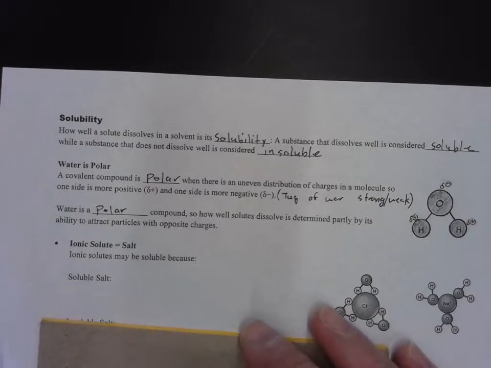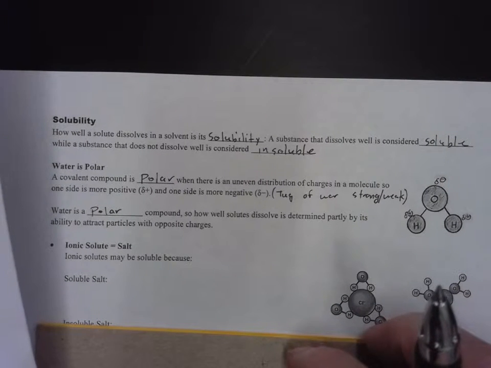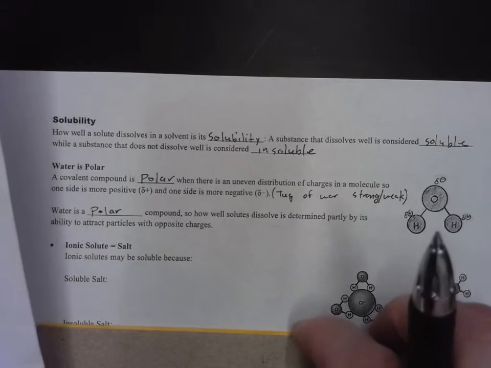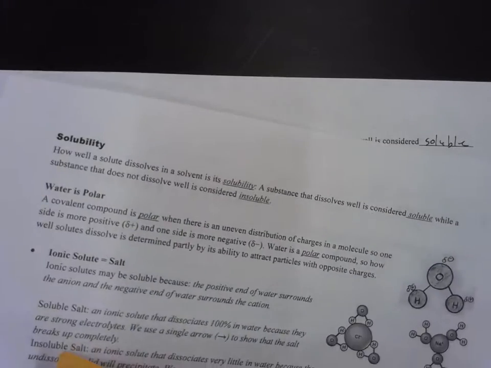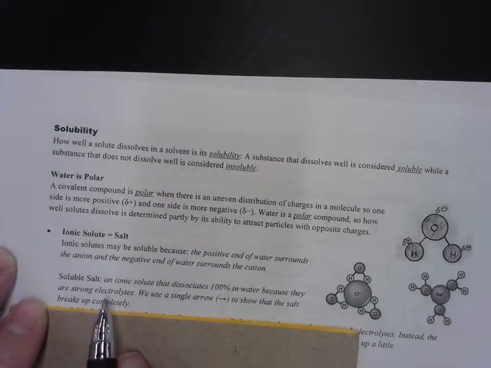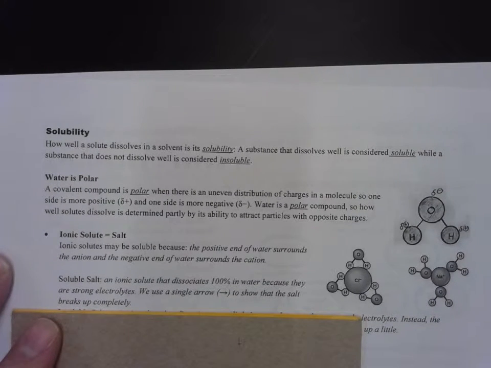A soluble salt is an ionic solute that dissociates 100% in water because they are strong electrolytes. We use a single arrow to show that the salt breaks up completely. So a soluble salt is an ionic solid that dissociates 100% in water. That means it breaks up 100% into its ions.